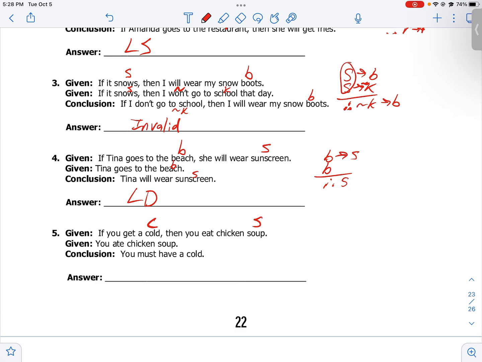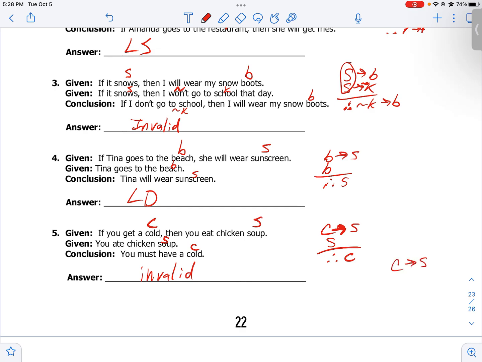If you get a cold, C, then you should eat chicken soup, S. You ate chicken soup. You must have a cold, C. If C, then S. You S. Therefore, C. The arrow points from C to S. You know S. Can you go backwards? No. Invalid.